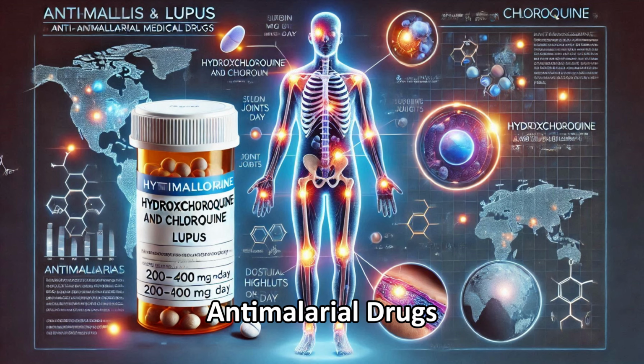2. Anti-malarial drugs. Examples: hydroxychloroquine, chloroquine. Indications: skin and joint symptoms, fatigue, and inflammation. Dosage: typically 200 to 400 milligrams per day for hydroxychloroquine.